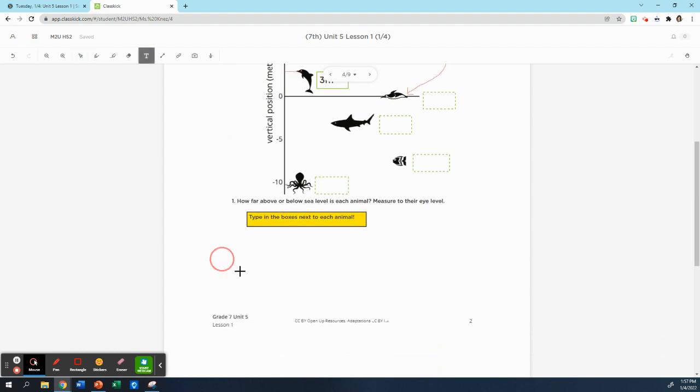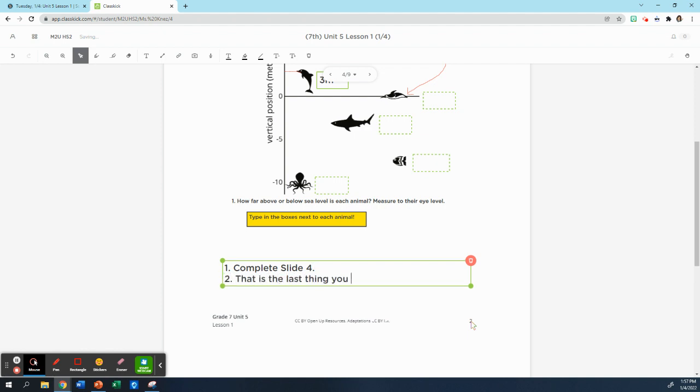So, here are your directions. Your directions are 1, to complete slide 4. When you're done with slide 4, that is the last thing you are going to do in Classkick for today. Then you have 2 more things to do. You're going to complete the exit ticket and you are going to complete the homework.